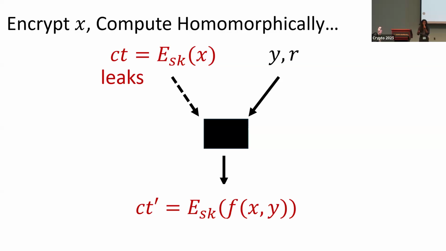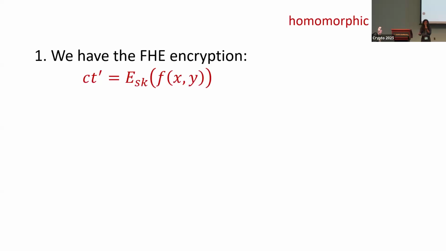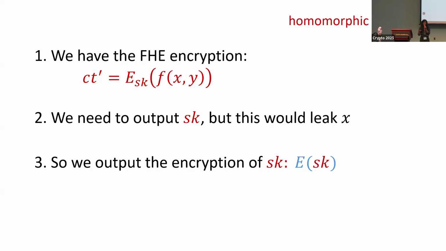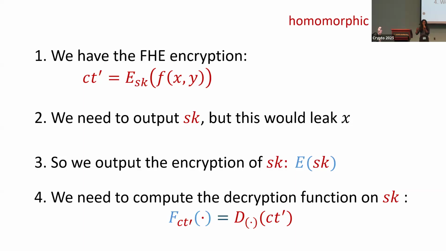So this is our first attempt, but the problem is we can't decrypt if we do this. So we're starting with this FHE encryption, CT prime, and we also need to output the FHE secret key to decrypt, but then this again leads us back to the same problem where we're now leaking X. So to rephrase the question, now that we're leaking X, we again shove it under an encryption. So we encrypt the FHE secret key. And now the question is, we want to compute this decryption function of the FHE ciphertext. And here we parameterize the decryption function with CT prime, and the input to the function will be the secret key.